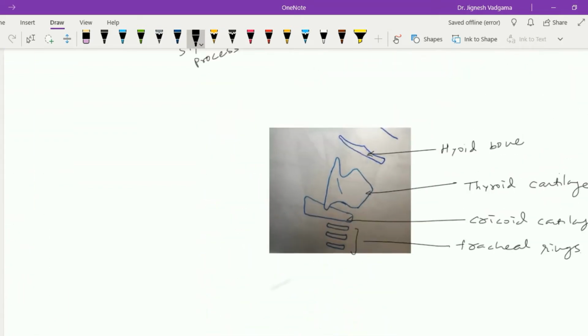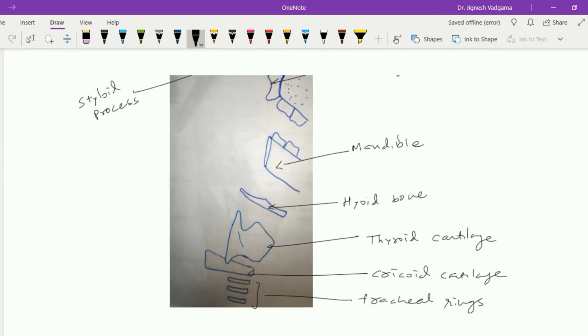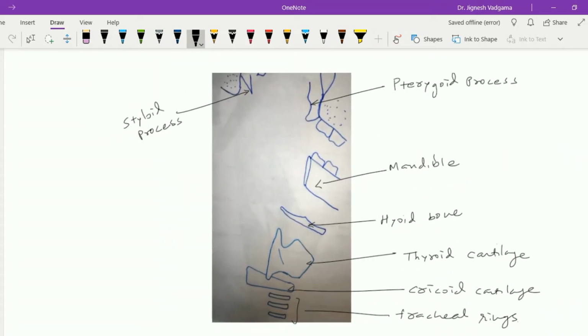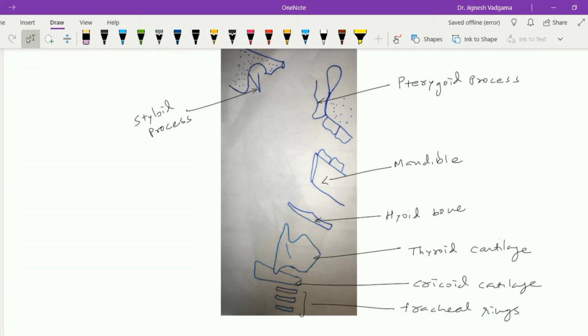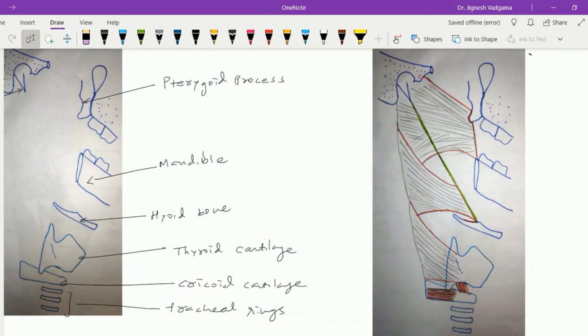Now let's see the attachment of the three constrictor muscles, and for that, this is the schematic figure of the structures from where the constrictor muscles arise. These three constrictor muscles arise from the front, either from the bone, or from the cartilage, or from the membrane. Here we are able to appreciate these structures, and these are disarticulated schematic figures of all the structures from where the constrictors arise. Now let's see the attachment of the constrictors.